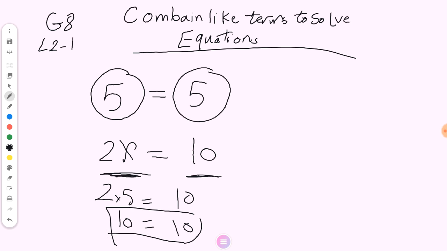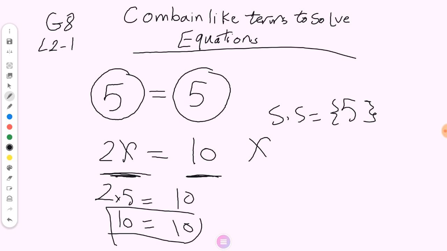So the solution set of this equation equals 5, because I put the value of x which is equal to 5. This is the meaning of the equation, okay? This is at the beginning.